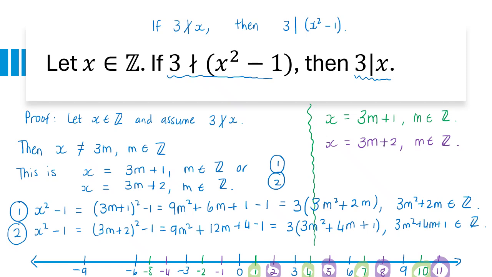So my space is a little bit finished here, but in both cases, we have shown that 3 is a divisor of x squared minus 1, which is exactly what we wanted to show in our proof by contrapositive. This is what we wanted to end up with. So our proof is complete.